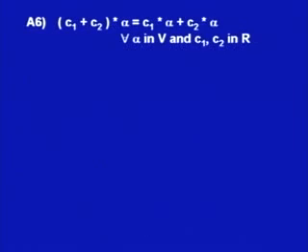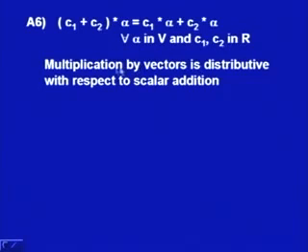Next is C1 plus C2, two scalars, when they are added and then multiplied by a vector alpha, then this amounts to C1 star alpha plus C2 star alpha for all alpha in V and C1, C2 in R. We say that multiplication by vectors is distributive with respect to scalar addition. So this alpha, when multiplied by the addition of two scalars, is distributed as C1 star alpha plus C2 star alpha.